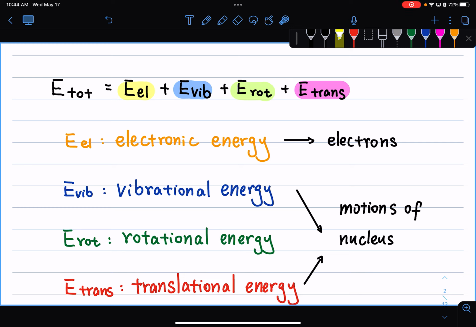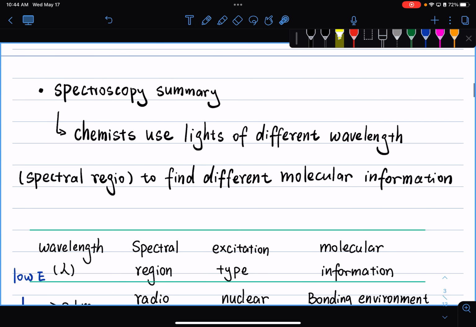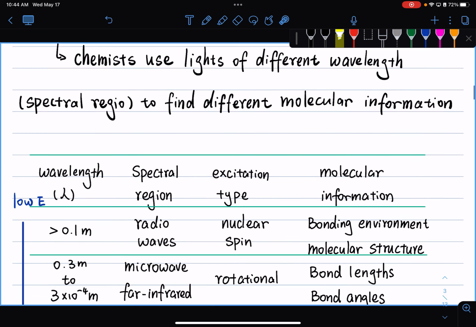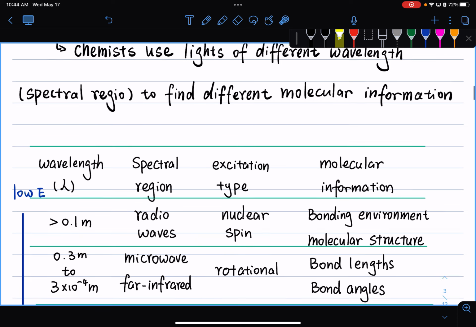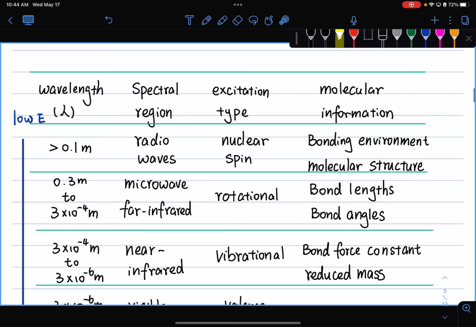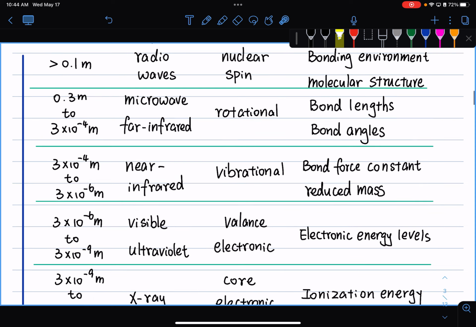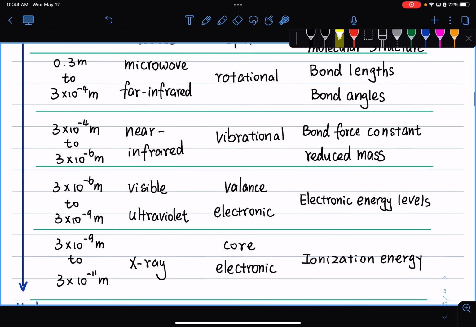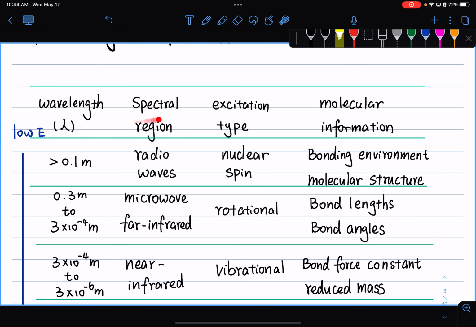So as a quick summary, I'll give you the table. This is the table of spectroscopy chemists typically use in organic chemistry. We covered some of them, and some we won't be able to cover, but I just want to show you the entire table. On the left, we have the wavelength. The way we organize this table is we start from low energy wavelengths all the way to high energy wavelengths. And wavelength tells you what kind of laser that is.